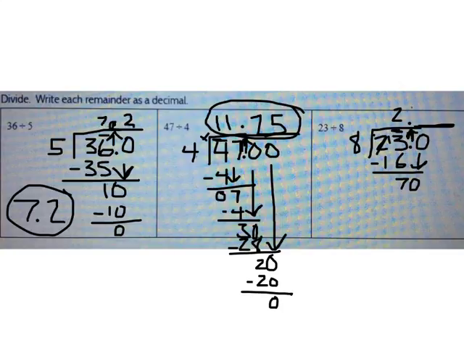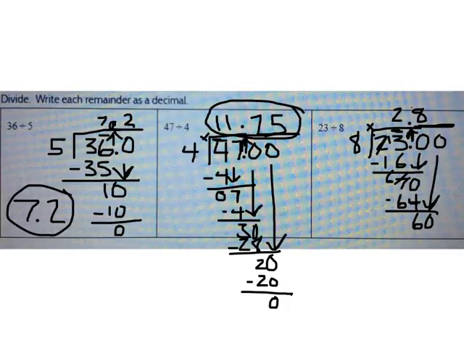How many times does 8 go into 70? 8 goes into 70 8 times. What's 8 times 8? It's 64. When I subtract, how many do I have left over? Well, 10 minus 4 is 6. I'm not finished, so I need to add another 0 and bring it down.